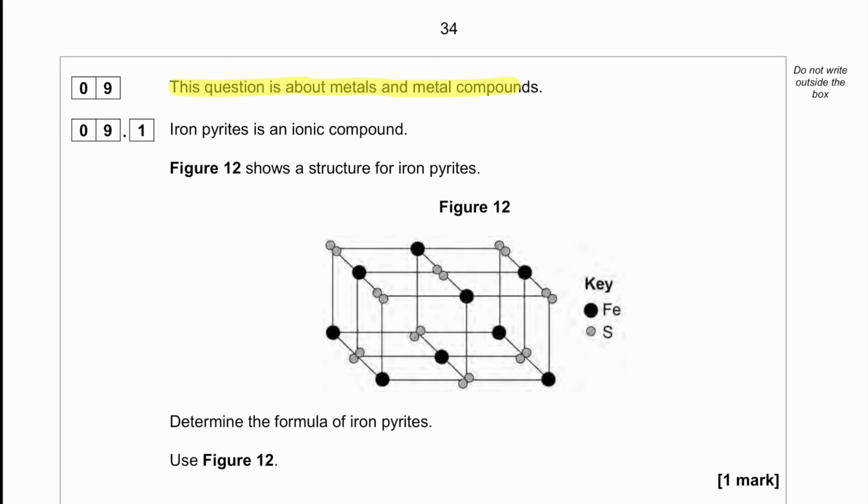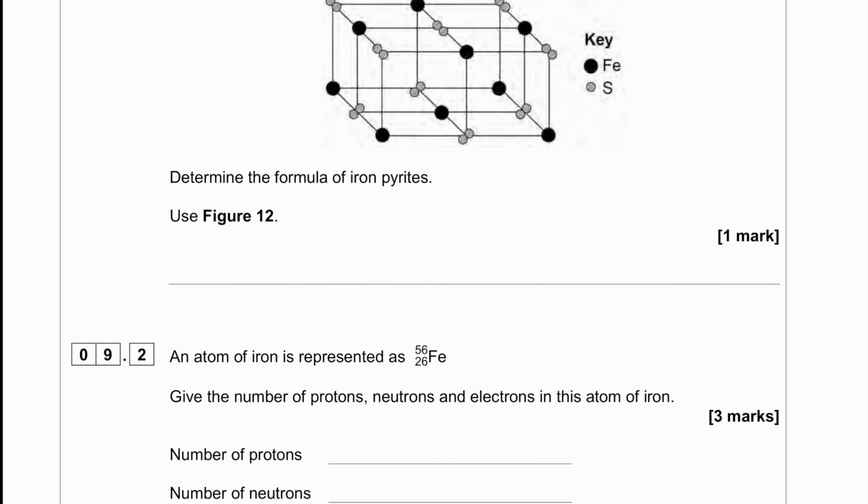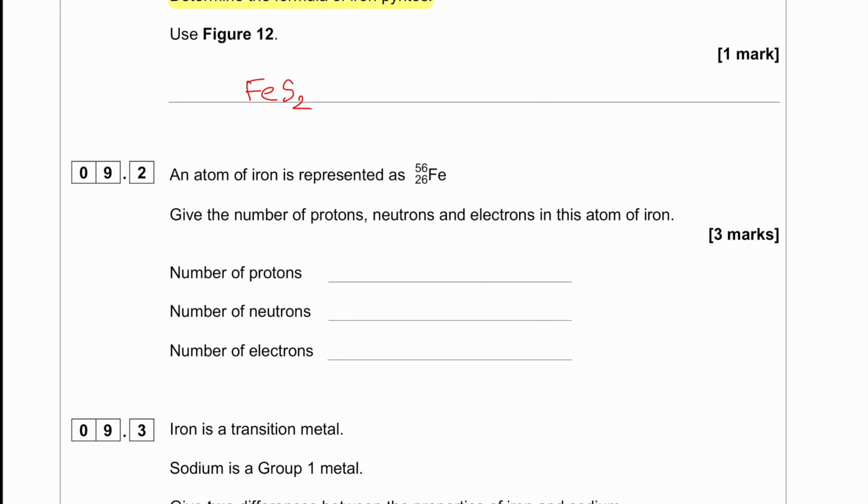This question is about metals and metal compounds. Iron pyrites is an ionic compound. Figure 12 shows the structure of iron pyrite. So this is iron, the atoms of iron and the sulfur. Determine the formula of iron pyrites. Okay, guys, good question. We can see for each iron there are 2 sulfurs. So the formula should be FeS2. This is how you determine the formula from the model that is shown.